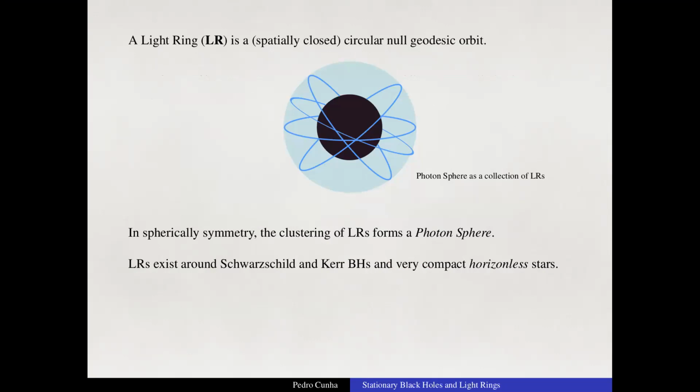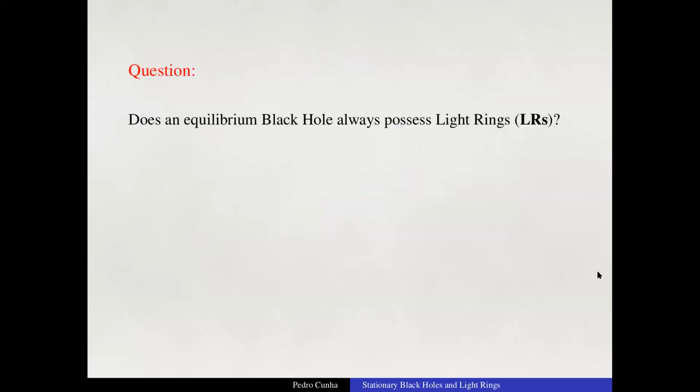Light rings are known to exist in multiple spacetimes, such as Schwarzschild and Kerr, and the analysis of specific black hole solutions in the literature has built an expectation in the community that all black holes must be surrounded by a light ring orbit. However, this expectation is not generally based on a solid foundation. This leads to the natural question: does an equilibrium black hole always possess a light ring orbit? Although it is certainly plausible, it is also not trivial to give a generic answer.